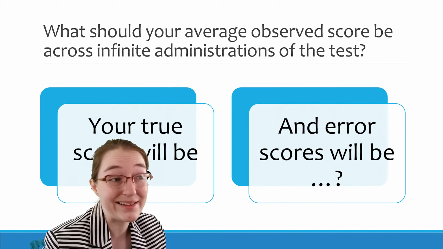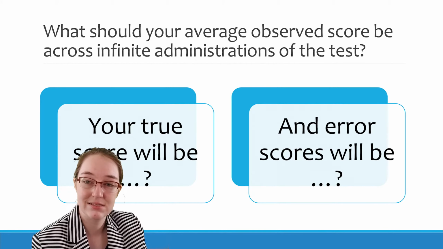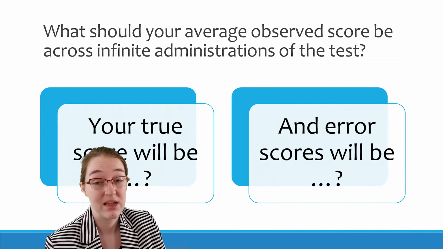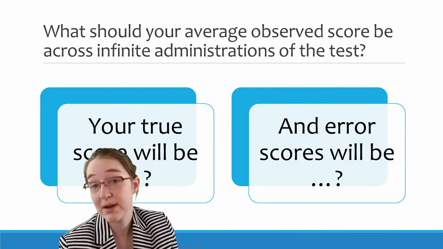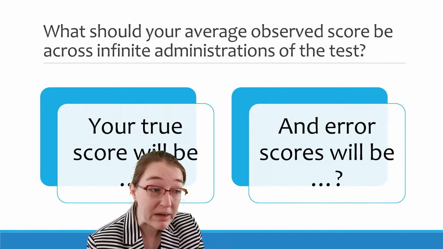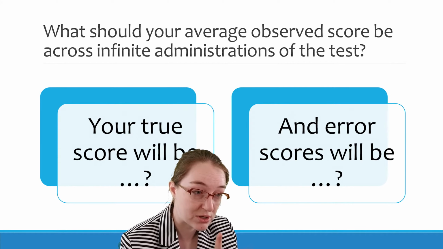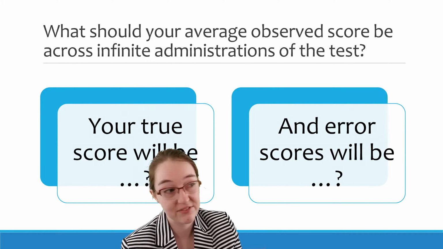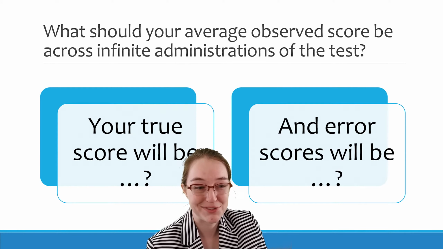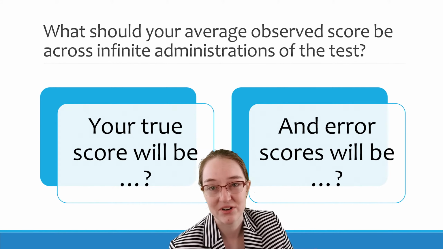So, according to classical test theory, over infinite administrations of a test, assuming there's no practice effects whatsoever, your true score is always going to be the same. And error scores will vary completely randomly, some positive and some negative. But on the average, they're 0. So given these assumptions, what should your average observed score be across infinite observations? And what should the standard deviation of your observed score be over that infinite number of observed scores?